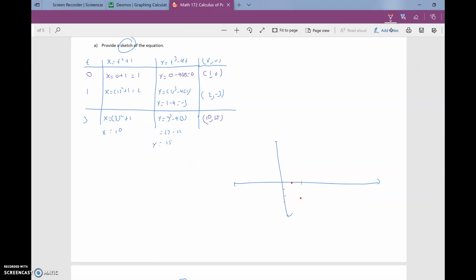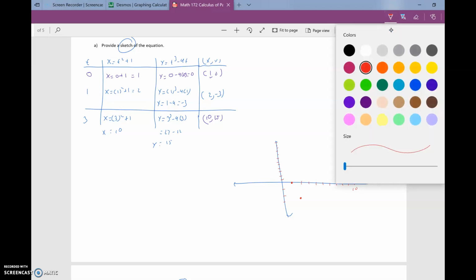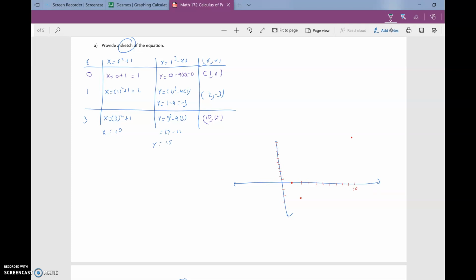So technically, 1 2 3 4 5 6 7 8 9 10, and then 1 2 3 4 5 6 7 8 9 10 11 12. I'm just going to put the coordinate point approximately here, just for directions. Obviously not to scale, but this is a good representation of the parametric equation. And don't forget the direction. In this case, it's going up in this direction.